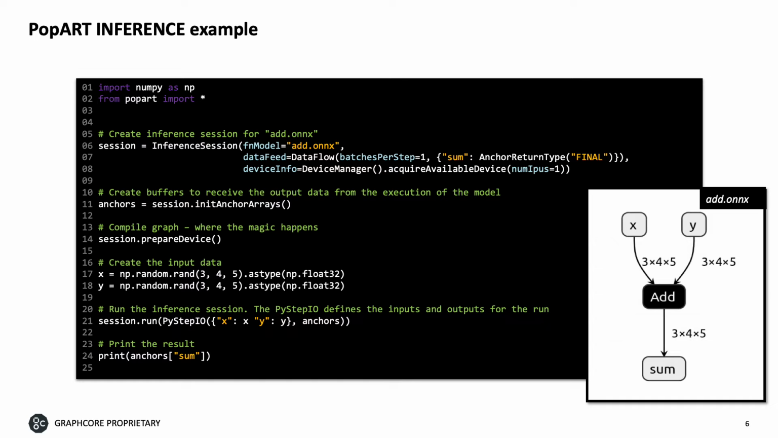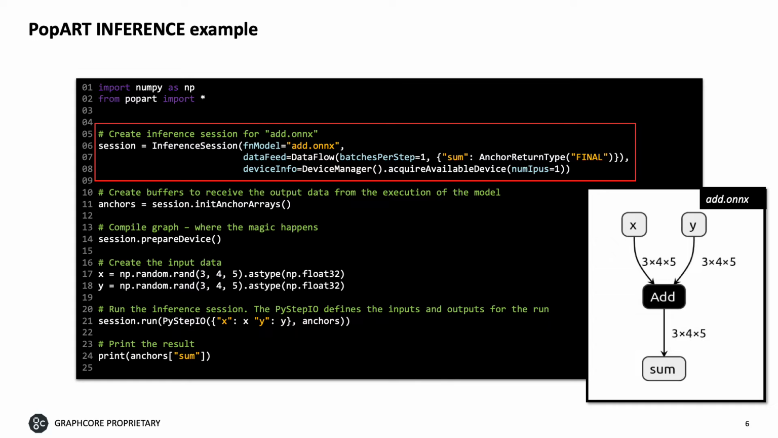Let me show you two examples to illustrate how to program with PopART. Let's start with an inference example first. You can see the model structure on the right. Two inputs, x and y, run through an add operation, which produces a simple output called sum.